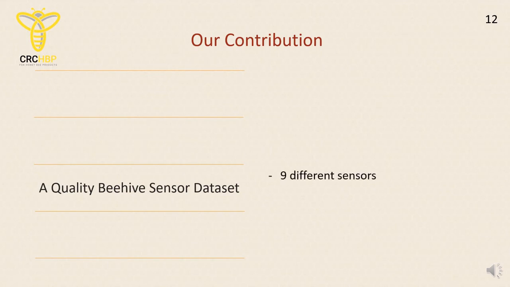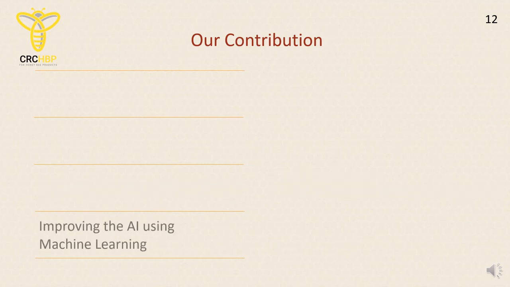We are also in the process of building a quality beehive sensor dataset. We are using 9 different sensors, and we are collecting 144 samples per day from 8 different hives. We are also working on improving the AI using machine learning. This is a work in progress, and improving the AI requires a lot of data.